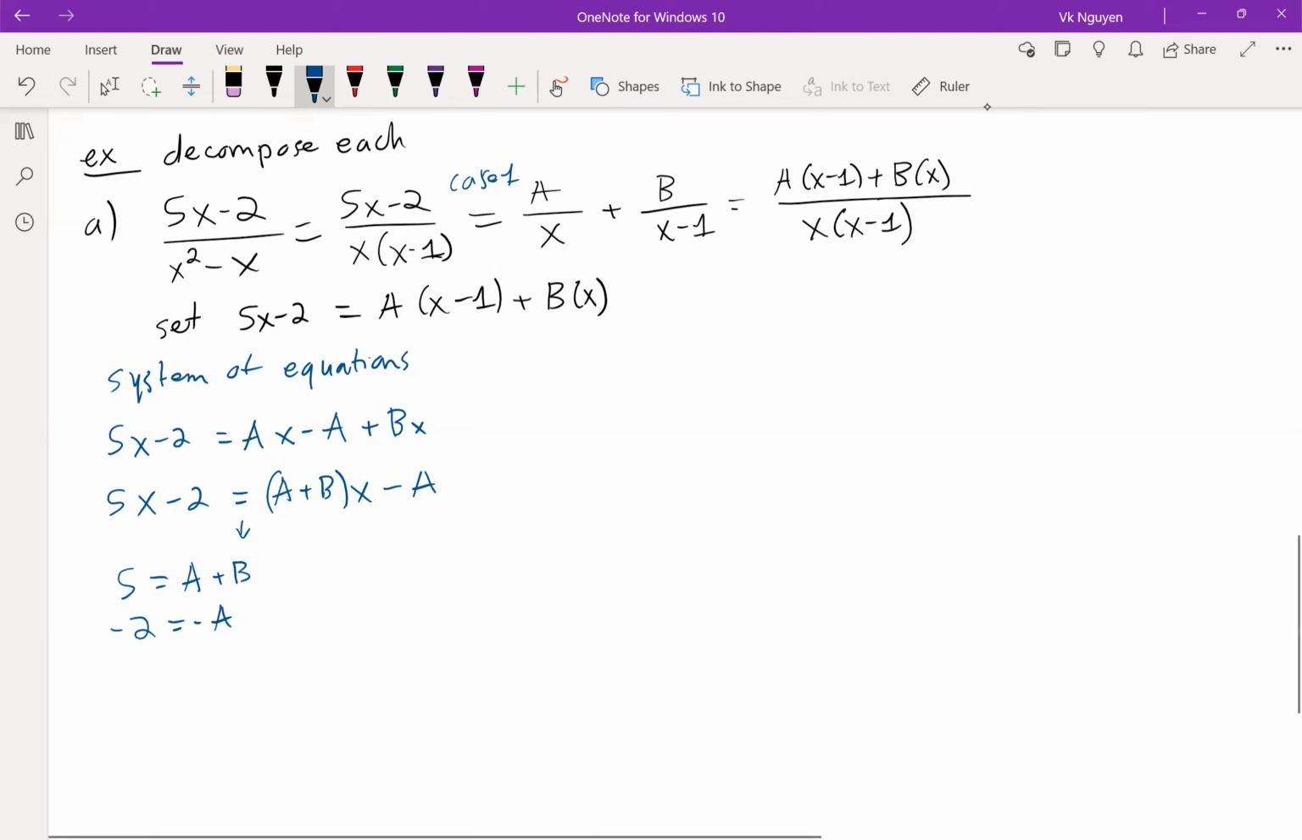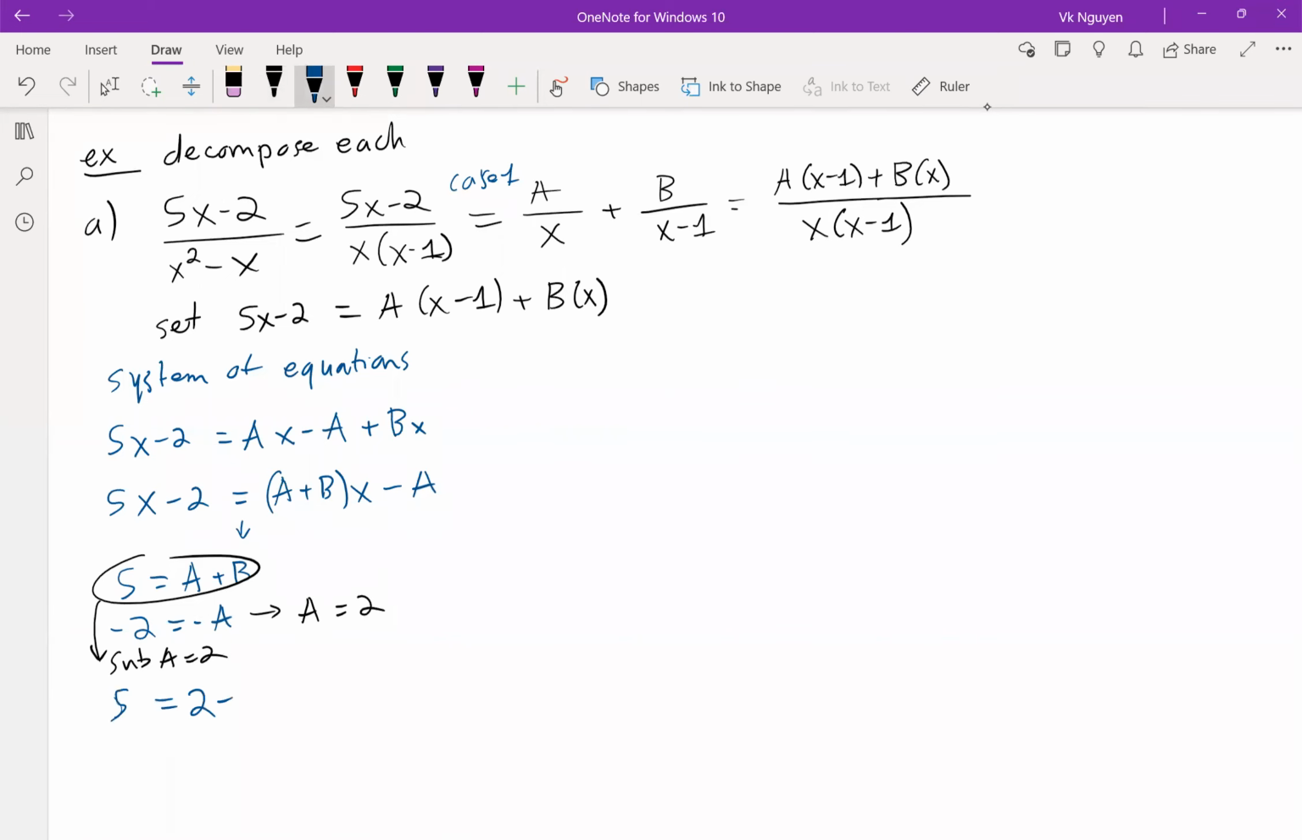From here, we can see very clearly that a equals 2, and then we do the substitution here. Sub a equal 2. Then we see that 5 equals 2 plus b. So I mean b equals 3.